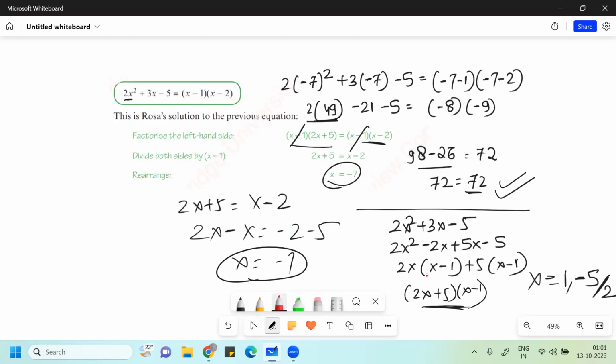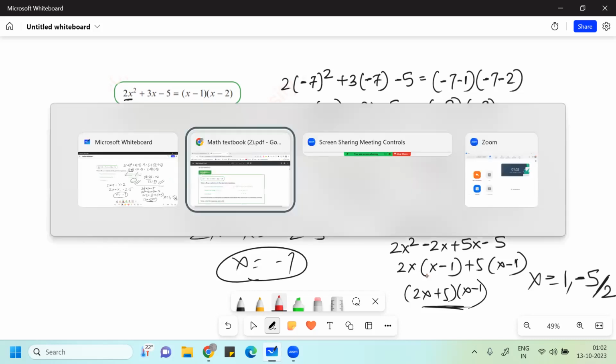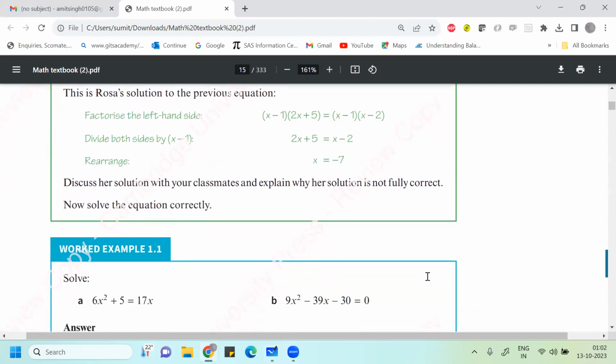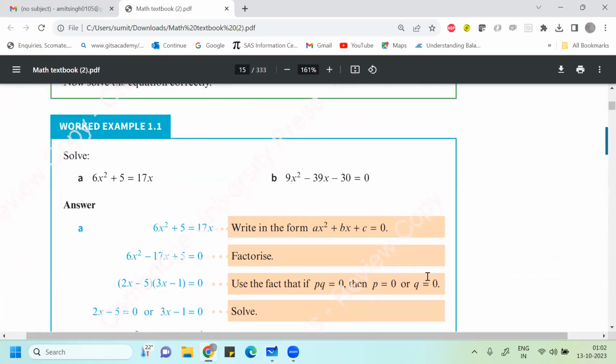Then if I put 1 or -5/2 into this equation, I will get my answer. So I just need to figure out, because this is a quadratic equation, I should get two values of x that satisfy my equation. Clear, everyone? Although when we solve this equation, we are getting x equal to -7. Then you can go further and discuss this.